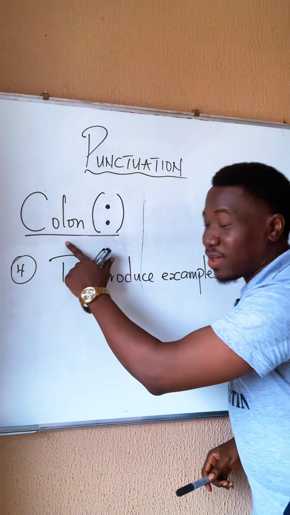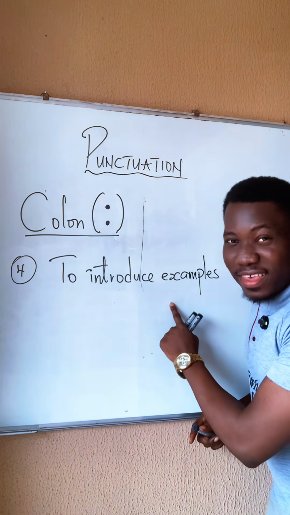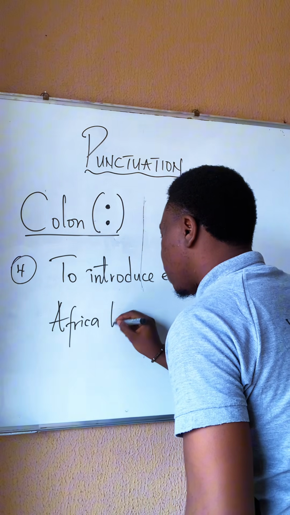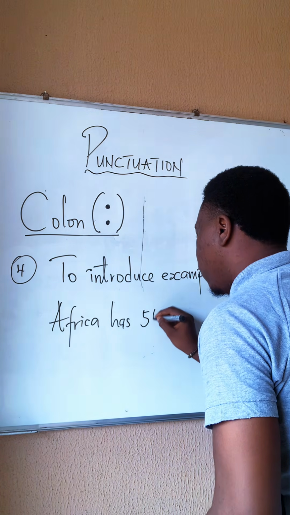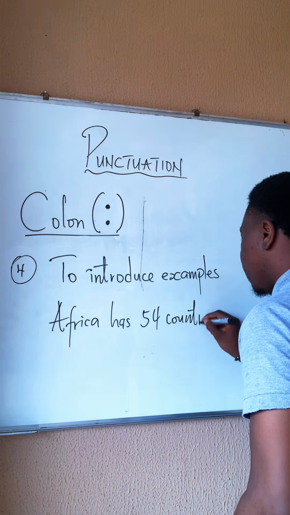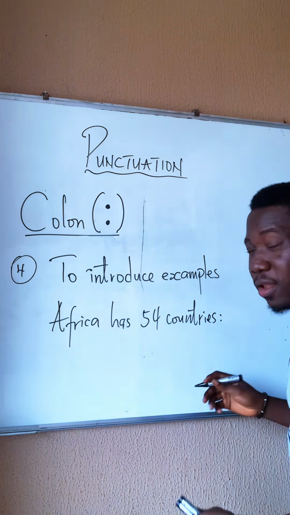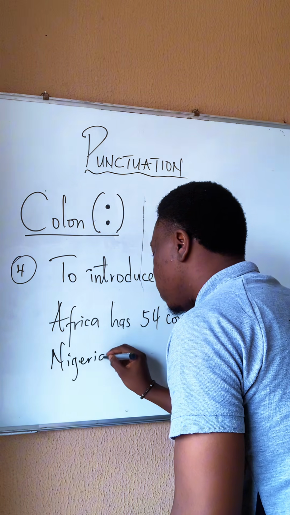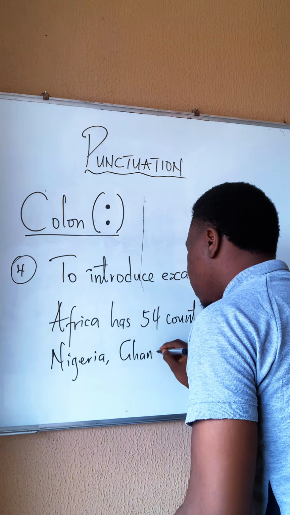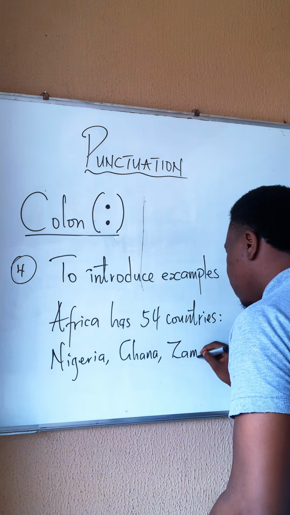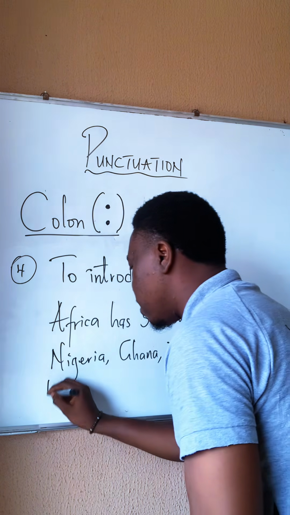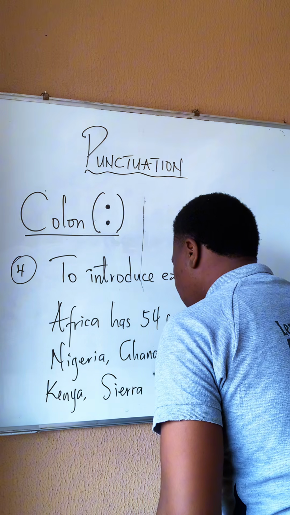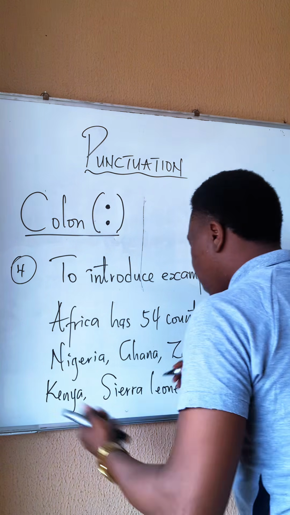Lastly, we use the colon to introduce examples. Africa has 54 countries. Colon. Examples. Nigeria, Ghana, Zambia, Kenya, Sierra Leone, among others.